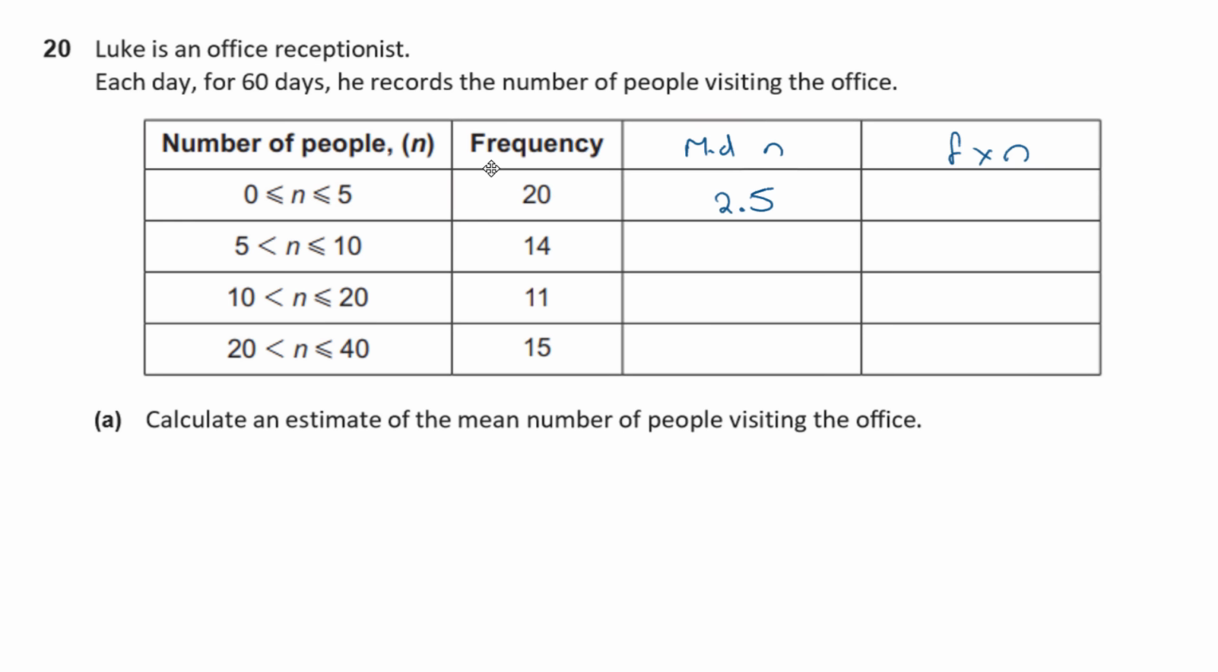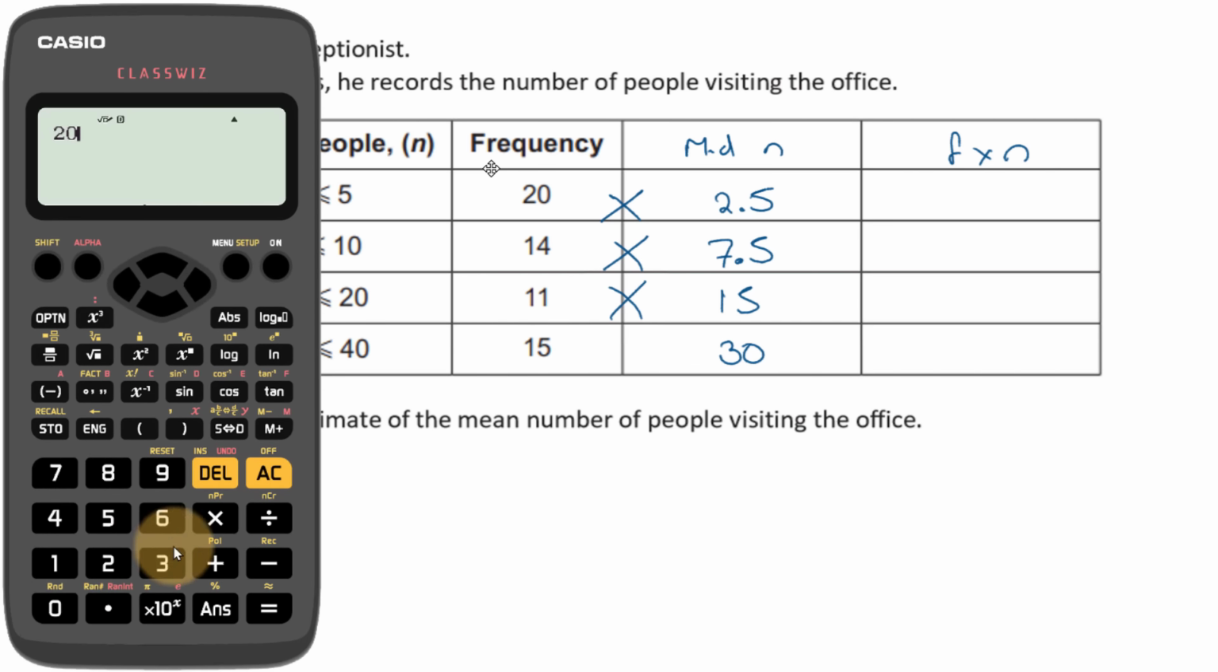Between 5 and 10, 5 plus 10 is 15, divided by 2 is 7.5. 10 plus 20 is 30, divided by 2 is 15. And 20 plus 40 is 60, divided by 2 is 30. Okay, so those are my mid values. And then what we need to do is multiply those by the frequencies.